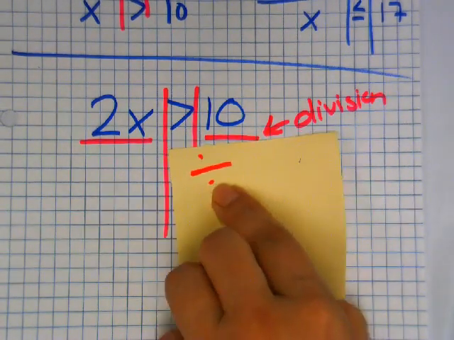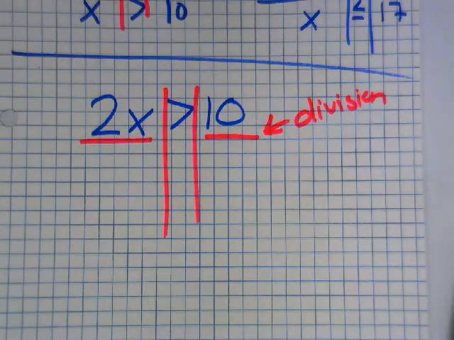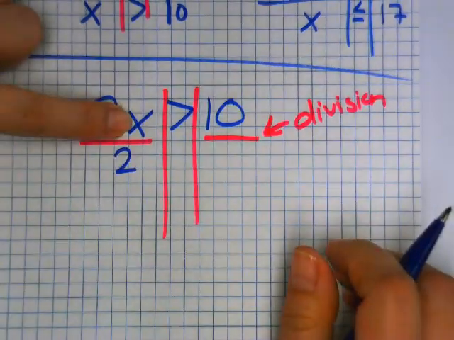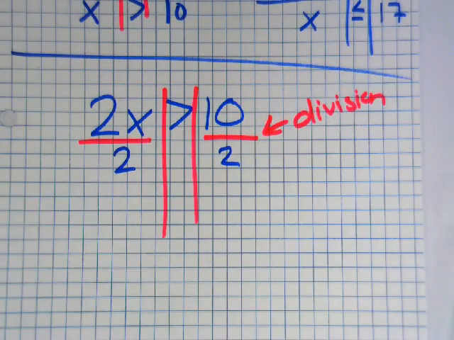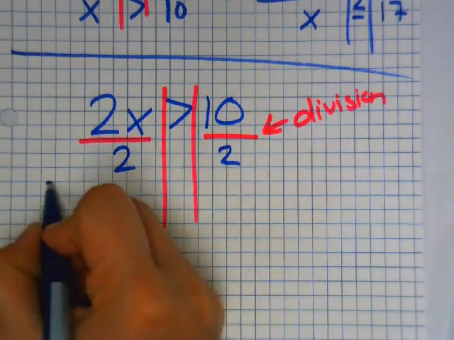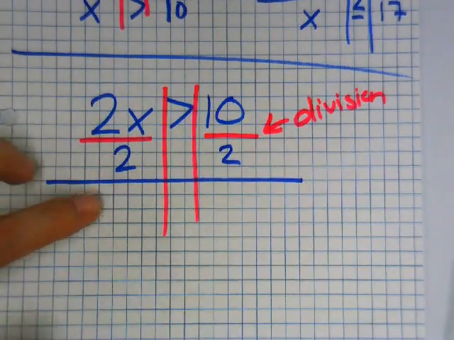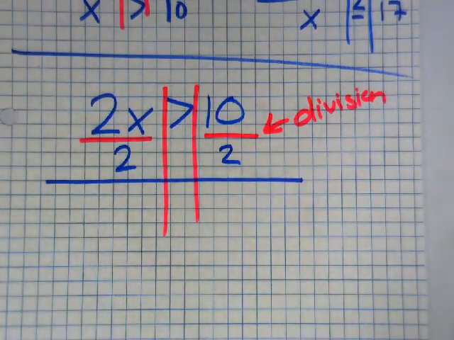What am I going to divide by? What number? 2. Very good. Whatever number is next to the x, that's what you're going to divide by. So I'm going to divide both sides by 2. What's 2 divided by 2? 1. So we're left with 1x.